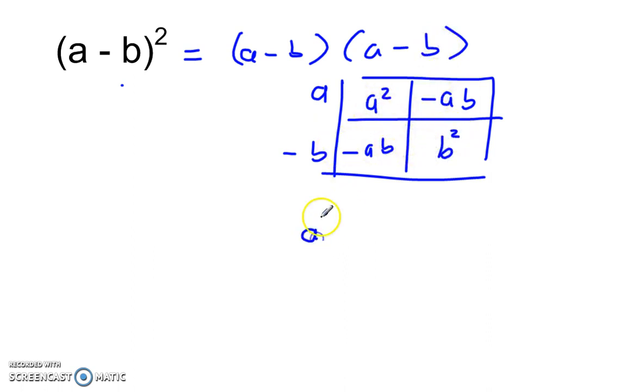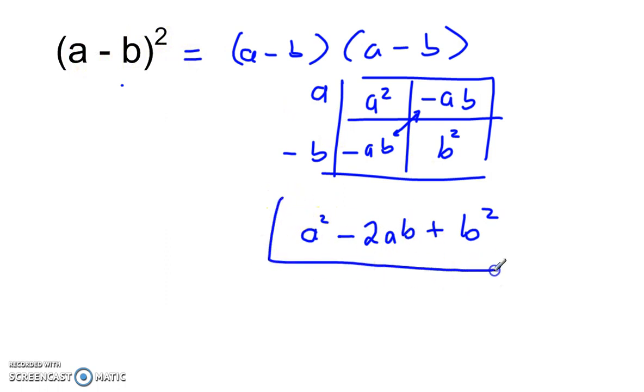So again, we have a squared. These two are like terms again. But this is negative and negative, so we have two negative ab. So negative 2ab. And then b squared. All right, so a minus b squared is a squared minus 2ab plus b squared. If it's a plus b, the sum squared, then it's a squared plus 2ab plus b squared.